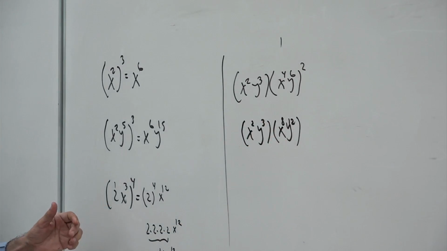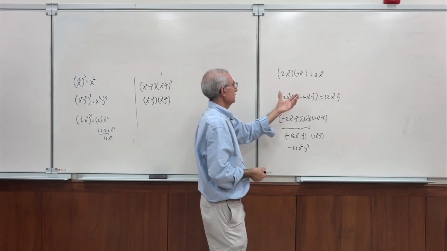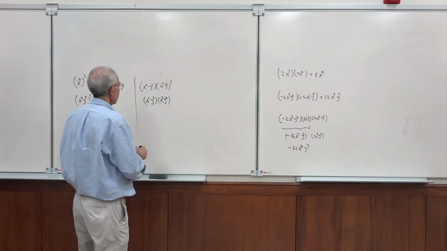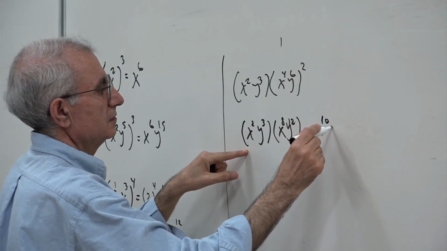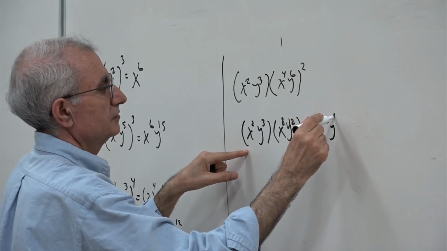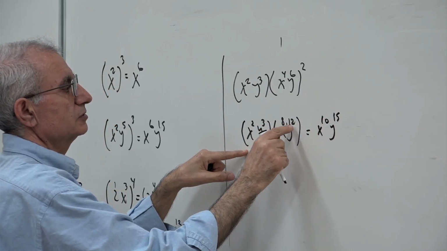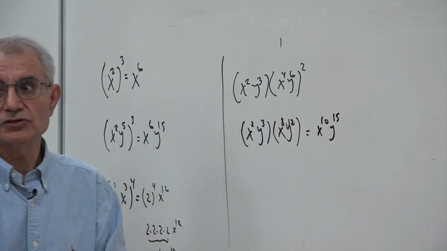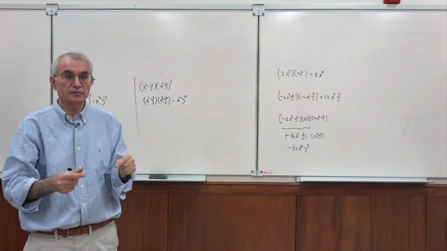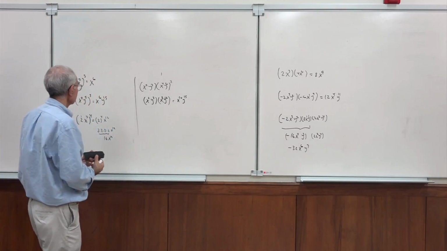Now, I changed it to one of these problems, right? Notice I did one step, and now when I'm multiplying, I add exponents. So I'll give you x to the 10th, y to the 15th. Add exponents, 2 plus 8 is 10, 3 plus 12 is 15. The reason you can't go any further is because these bases are not the same, so you don't add exponents anymore. That's the end of the problem. So that's for when you have an exponent inside and an exponent outside.